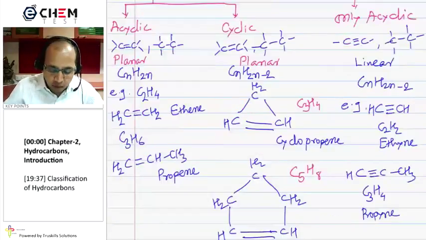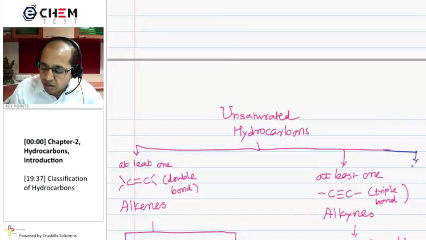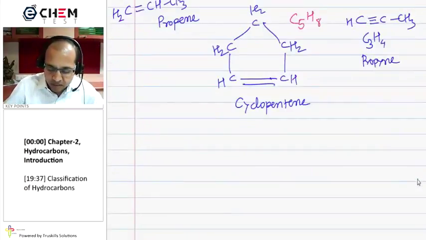Now the fourth type of hydrocarbon is arenes, which is also a kind of unsaturated hydrocarbon. So I can say that is the fourth type of hydrocarbons, arenes, and in case of these arenes, I am writing it separately over here.